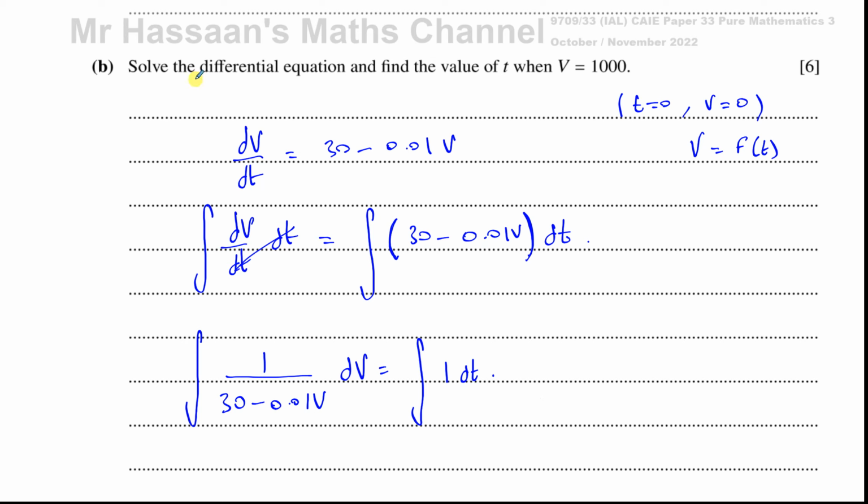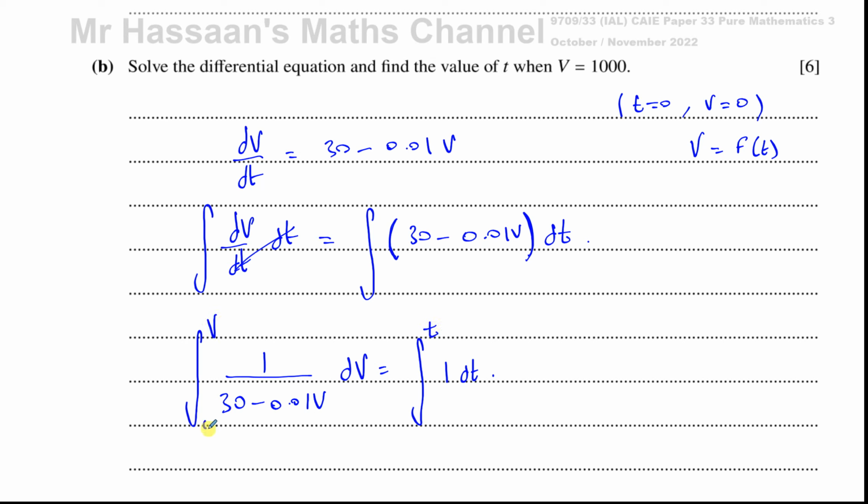So the question says, solve the differential equation and find the value of t when v equals 100. Now, if it just said, find the value of t when v equals 100, then I would do something slightly different here. But because it says solve the differential equation, it means they want specifically v equals some function of t. So that's what I'm going to do. I'm going to find what v is in terms of t, okay?